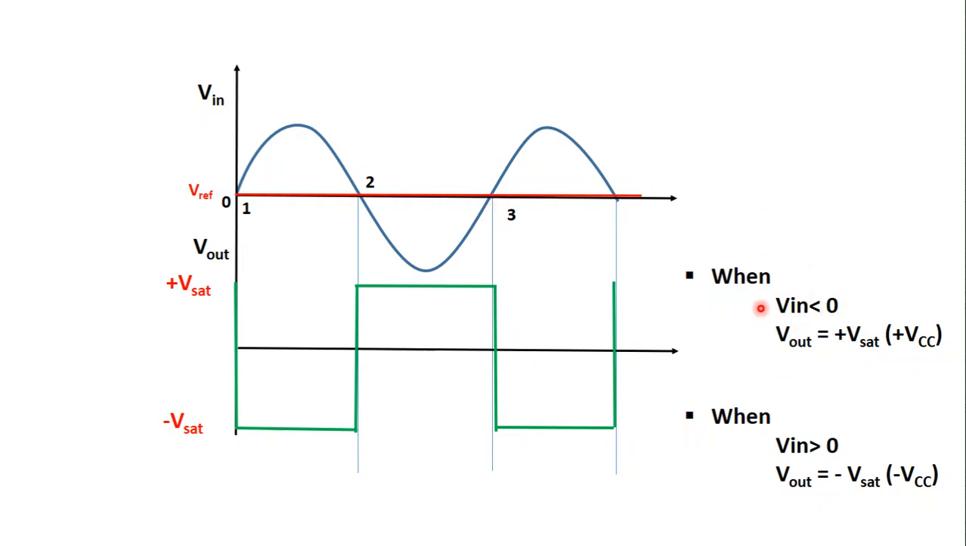Output voltage is plus V saturation. So here we have plus V saturation. And beyond point 3 we have V in greater than 0, so we have output voltage minus V saturation. So in this way we can draw the output waveform. So here we are seeing that the sine wave is converted into square wave.